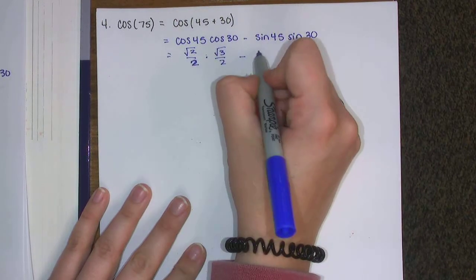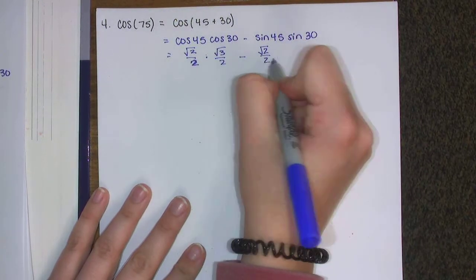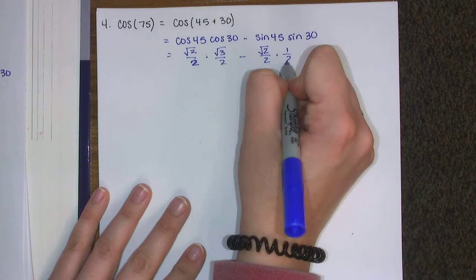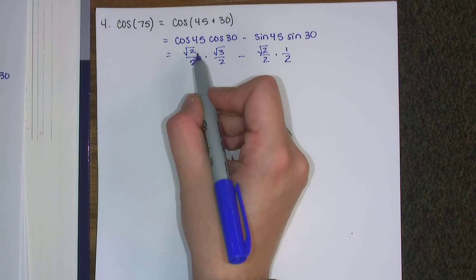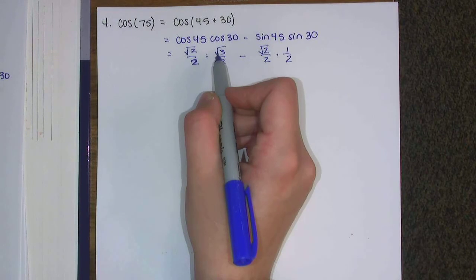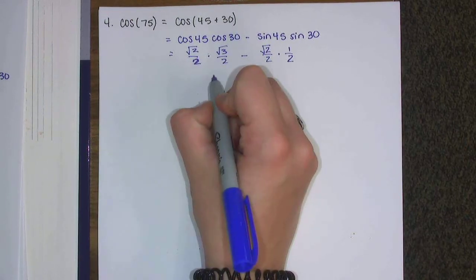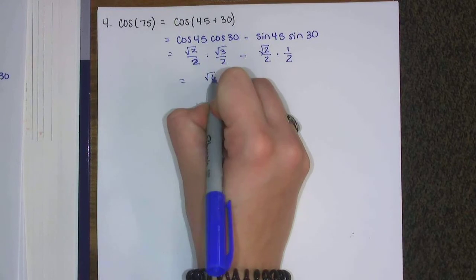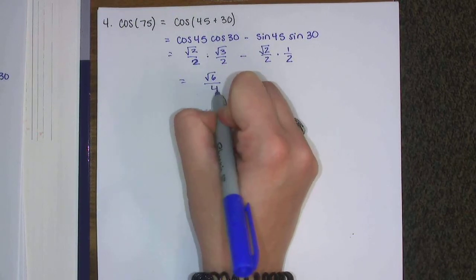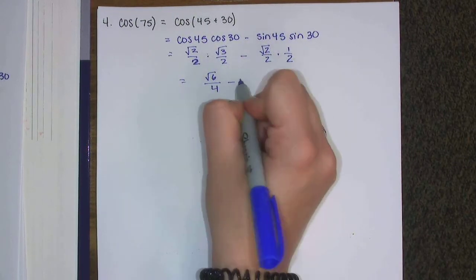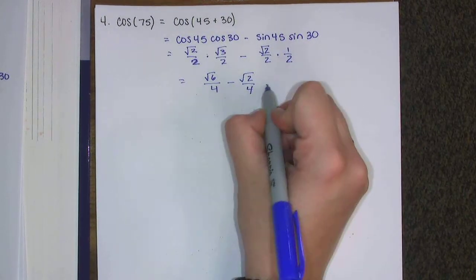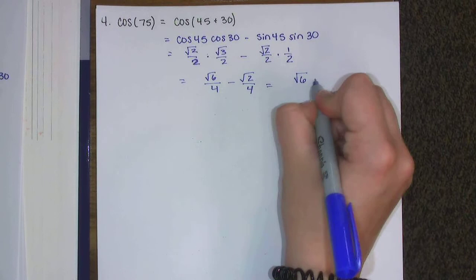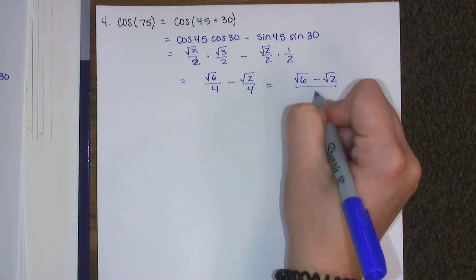So now I need to multiply these together. Remember, when I'm multiplying radicals, I can multiply what's inside. So that gives me the square root of 6 over 2 times 2, which is 4, minus the square root of 2 over 4, which then simplifies down to the square root of 6 minus the square root of 2, all over 4. And I cannot combine the square root of 6 minus the square root of 2. I'm not allowed to do that.